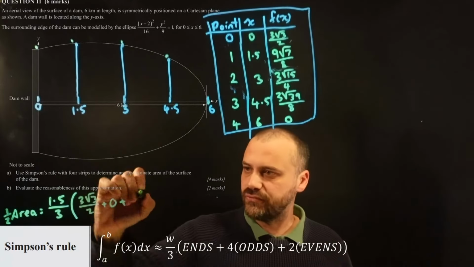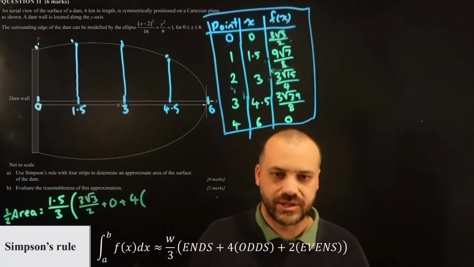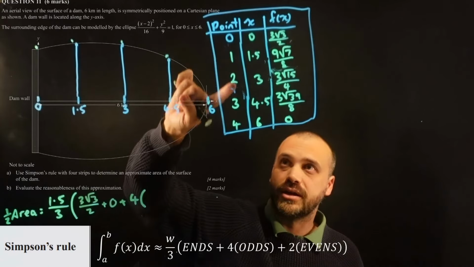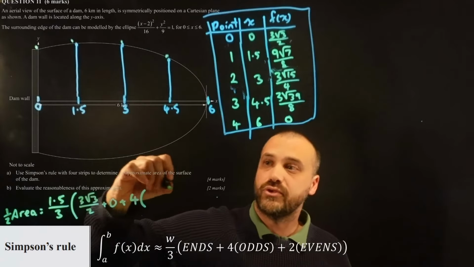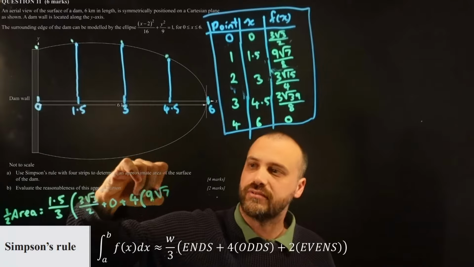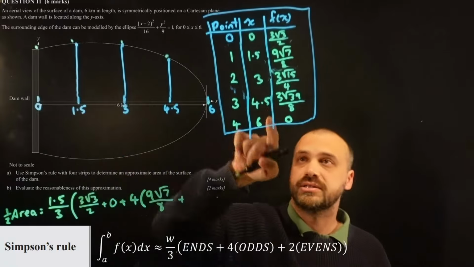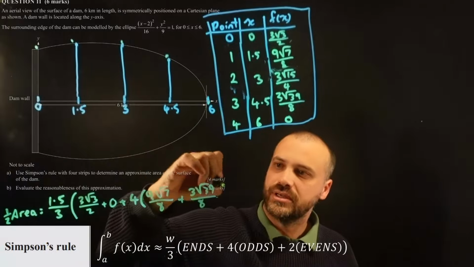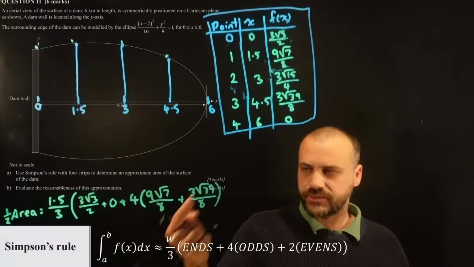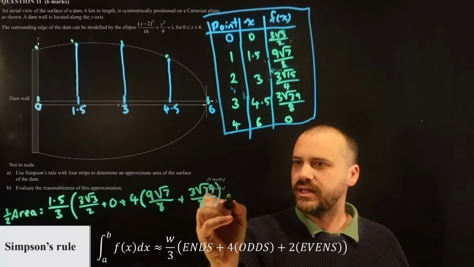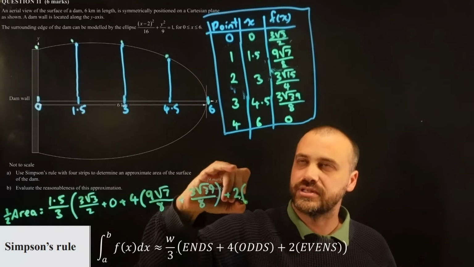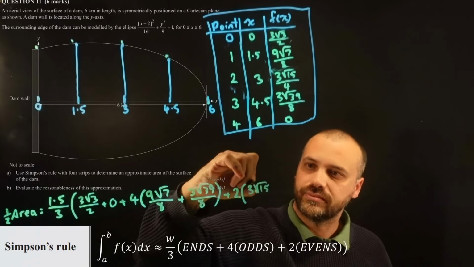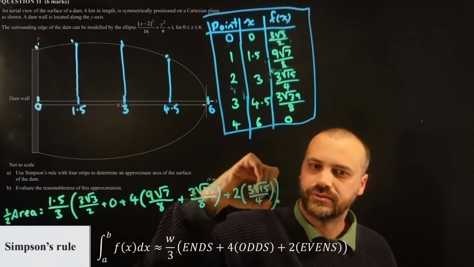And then we have to do 4 times the sum of the odds. Now the odds, you count here, 1 and 3. These are the odds. So 4 times 9 root 7 on 8 plus 3 root 39 on 8. Heading up here, but that's fine. And then 2 times the evens, and we only have one even, 3 root 15 on 4.